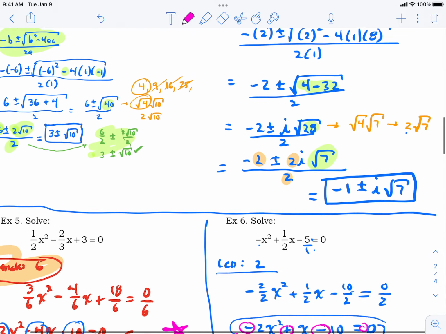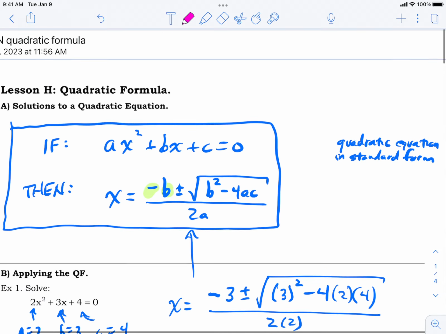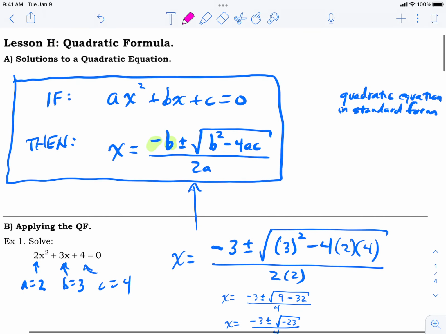Okay, I think that's a pretty good handling of the quadratic formula. Hopefully you're ready to go, and you're going to be fearless at applying that thing in solving our polynomial equations and such. Good.